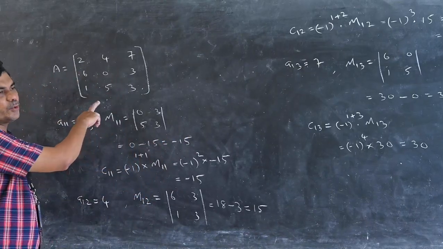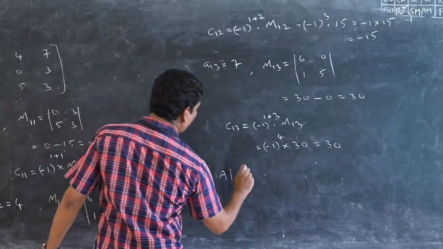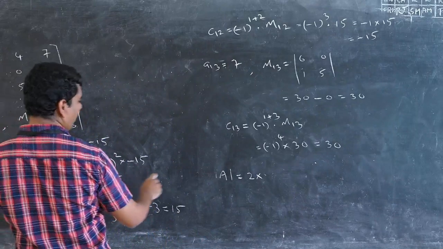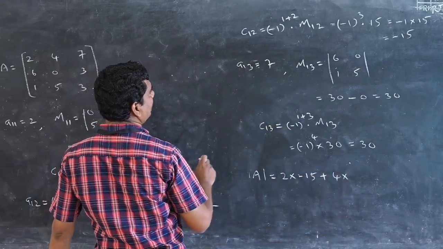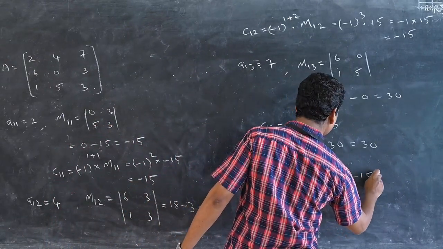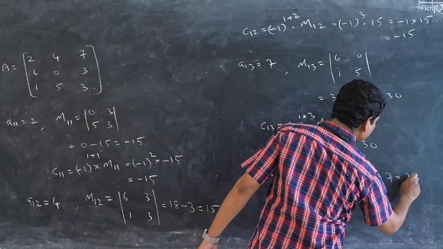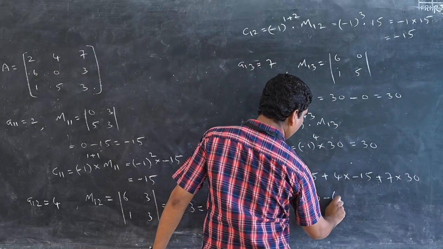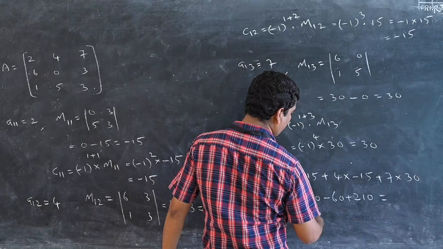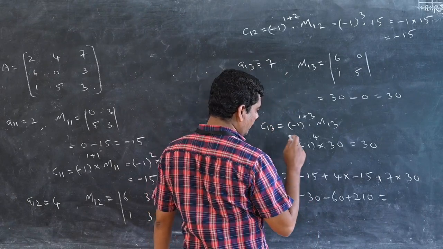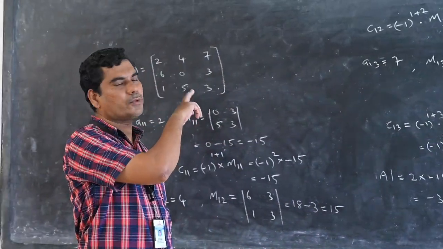So, the determinant of this matrix using the first row and its cofactors is: determinant A is equal to 2 into its cofactor, which is minus 15, plus 4 into its cofactor, which is minus 15, plus 7 into its cofactor, which is 30. That is equal to minus 30 minus 60 plus 210, which is 210 minus 90. It is 120. So this is the determinant of this matrix using the first row and its cofactors.